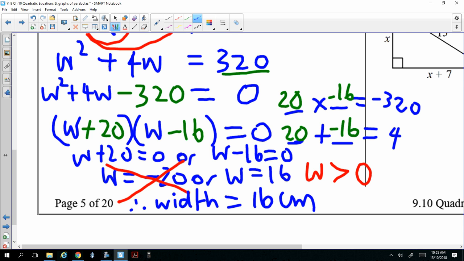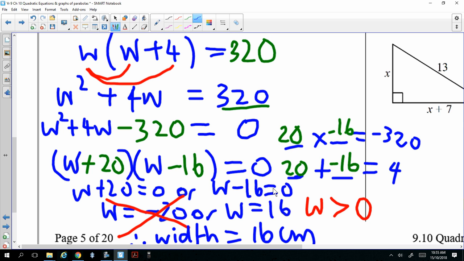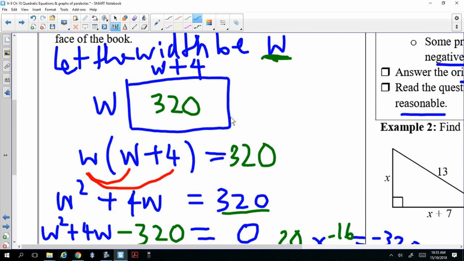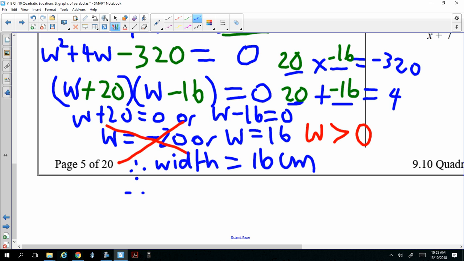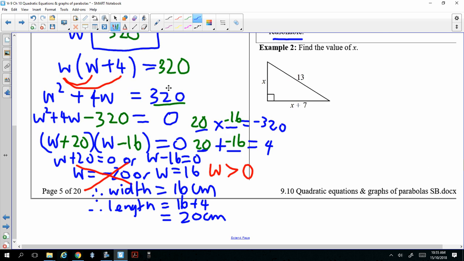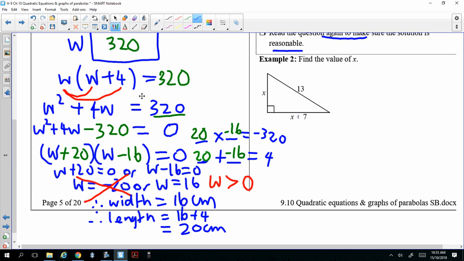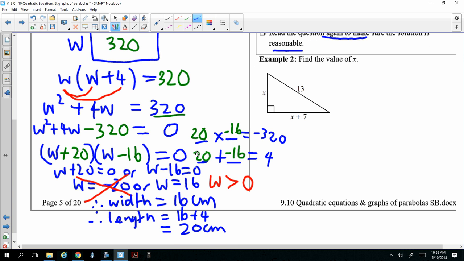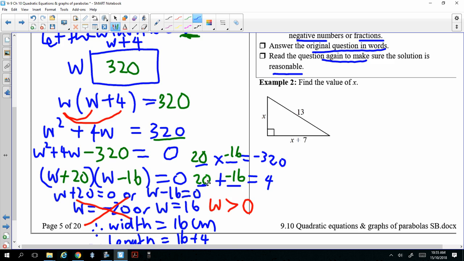So if the width is 16, what's the length going to be? How do I get the length? What did they tell you about the length? It is 4 centimeters longer. So that means the length must be 16 plus 4, 20. Got it? Well, you're not meant to guess and check, because you're meant to solve it using an equation. In the exam, they give you 3 marks for this. If you don't write the equation and just guess the answer, you only get 1 mark. The other 2 marks are given for the equation and factorizing.